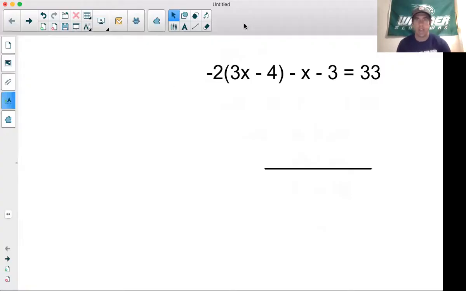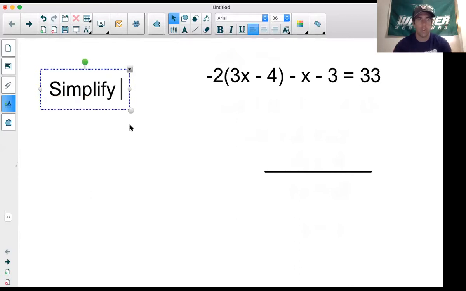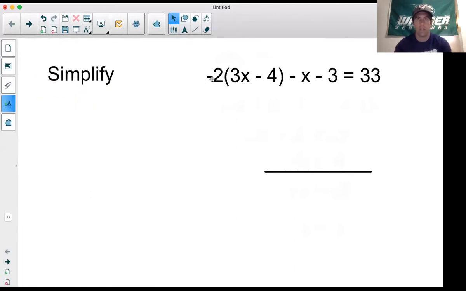So the first equation I have here is -2 times (3x minus 4) minus x minus 3 equals 33. So guys, gotta go through all your steps first. So remember during class what I told you, the first step you always do when looking at an equation is simplify. So that's step one. So I look at this whole top equation right here and I say, can I simplify anything? And yes, the first thing you can do is distribute. I can distribute because I see the parentheses and the number right on the outside. Distribute means multiply. So it's -2 times 3x and then -2 times -4.